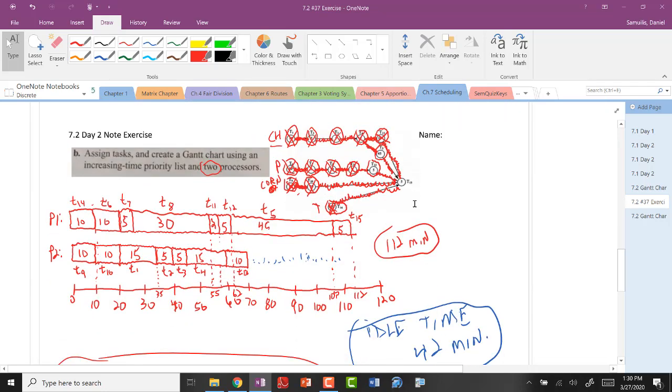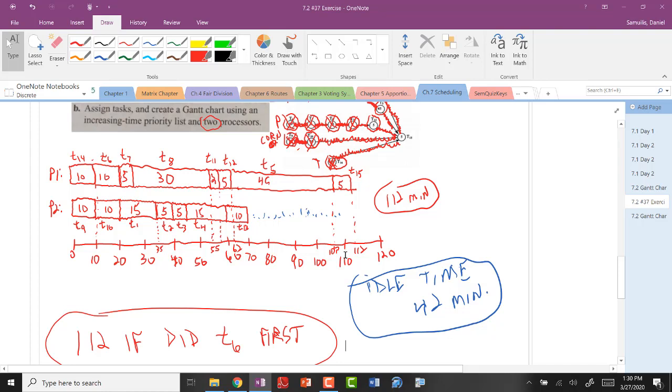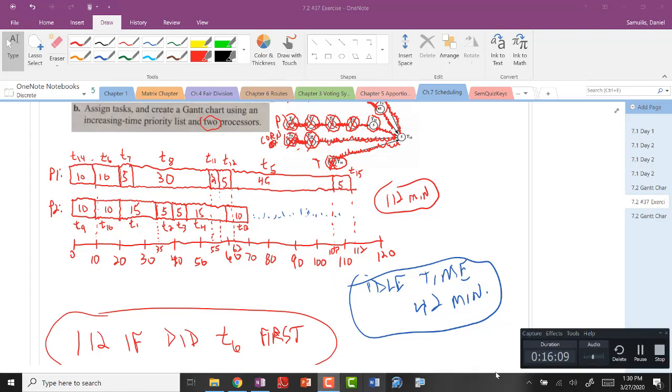Okay, and then I'll do the decreasing priority list, which means you choose the highest number task first and go down, and then it creates a little different scenario.